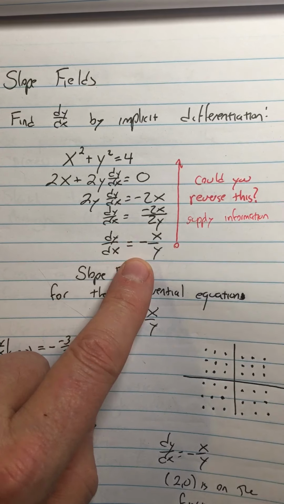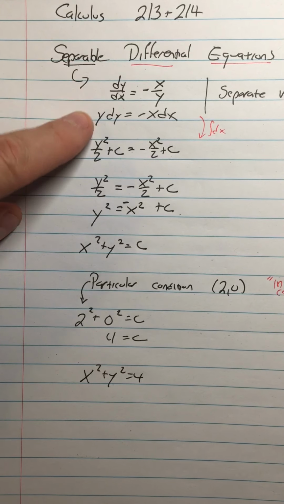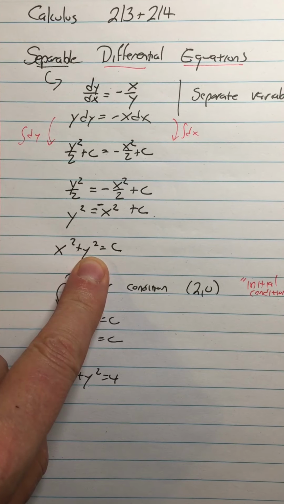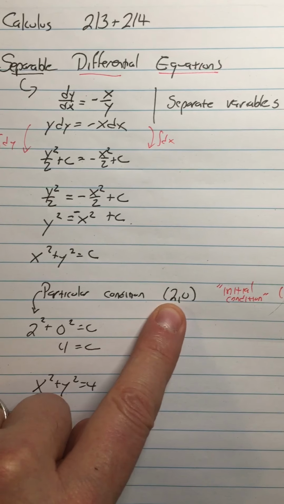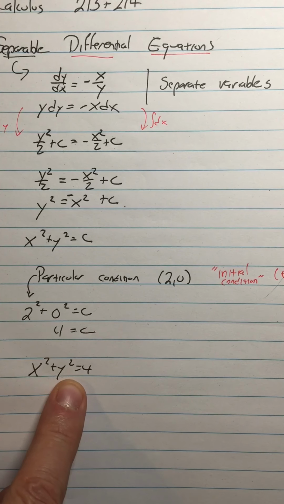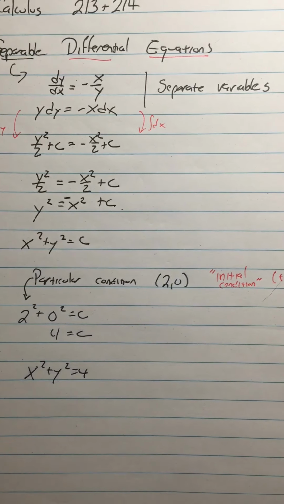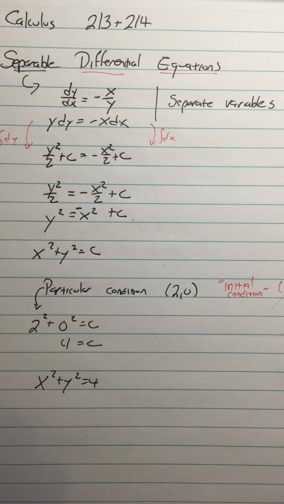So from the dy/dx equals negative x over y, we now have a pretty simple analytic process by which we can get part of the solution. But then remember, we need to supply information. So as long as we supply the information in the form of a particular condition, sometimes called an initial condition, we can recover completely the original equation that this came from. And that's what we mean by solving a differential equation by separation of variables.